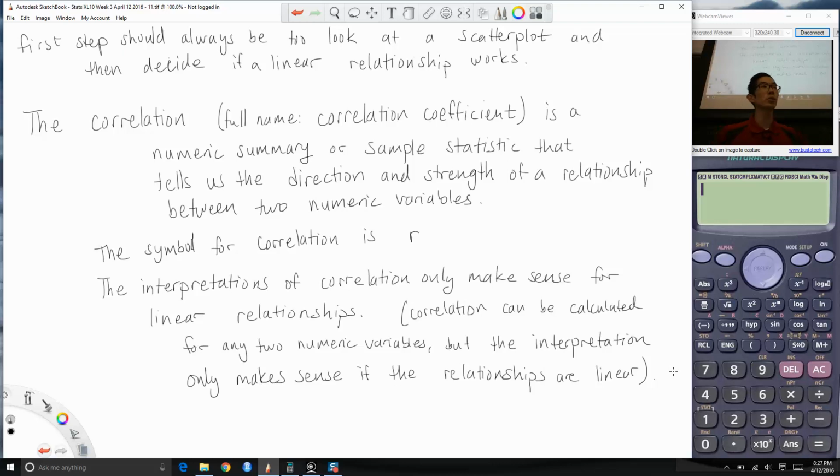So all we're doing is, we said when you describe a relationship, you want to talk about the direction, the strength, and the form. We're going to say, okay, if the form is linear, we have this statistic R that will give us the direction and strength. So once we create a plot and say this thing is linear, then we can just use R to describe the other two parts, the direction and the strength. Okay, do you guys have this all written down?